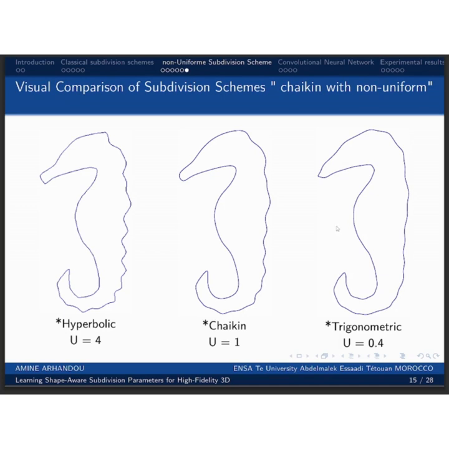Here in this figure, as you can see, this is the Chaikin subdivision. It means the uniform subdivision scheme. On the right, this figure represents trigonometric subdivision. We used a tension parameter ui equal to 0.4. It means the trigonometric tension parameter. And on the left, this figure represents hyperbolic subdivision. We use a tension parameter equal to 4. This is the visual comparison of subdivision schemes: Chaikin with the non-uniform ones, two examples of our non-uniform schemes.